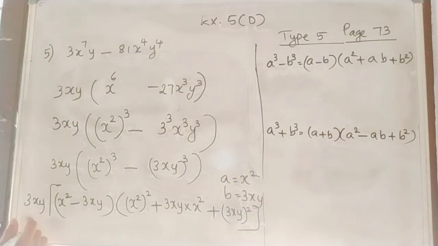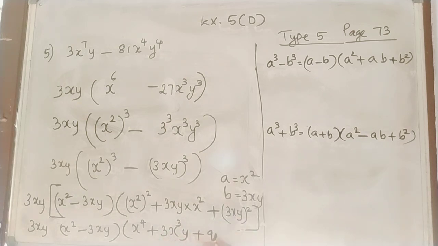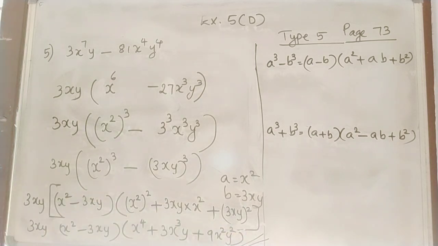Okay, so this can be written as 3xy into (x square minus 3xy), then no need of square bracket, this is enough. This can be written as x raised to 4 plus 3 x square, 1x is there, so x raised to 3y, plus 3 square, 9 x square y square. Okay, so that is the answer. Up to this is enough.